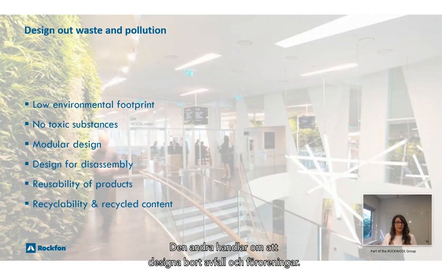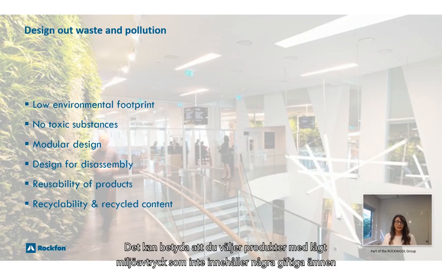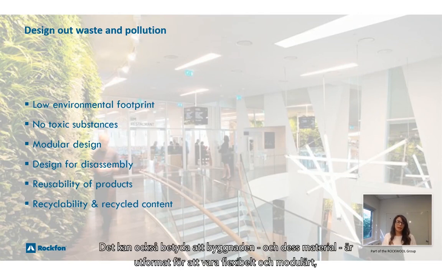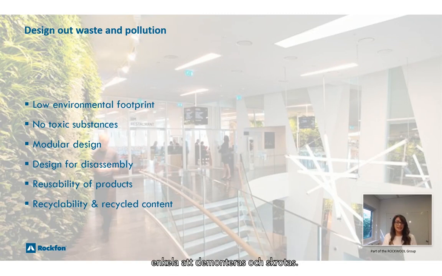The second one is about designing out waste and pollution. For the built environment, this can include many things. It could mean selecting products with low environmental footprint that do not contain any toxic substances and do not cause a significant burden to the environment. Also, it could mean that the building and its materials are designed to be flexible and modular, easily disassembled and dismantled. They can be reused or recycled, and they have high recycled content, meaning that they do not use a lot of primary resources, but mostly waste materials for their production.